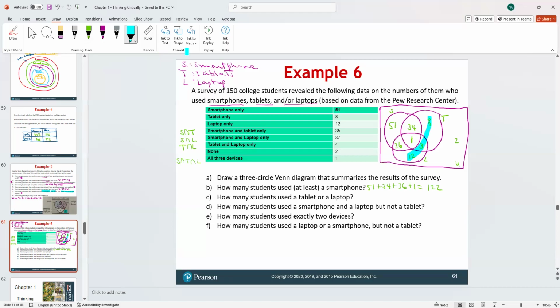But of course, otherwise we could add everything else except S. But the problem, we don't want to use these. We take only tablet and smartphone. So that would be 12 plus 8 plus 3, that makes it 23.